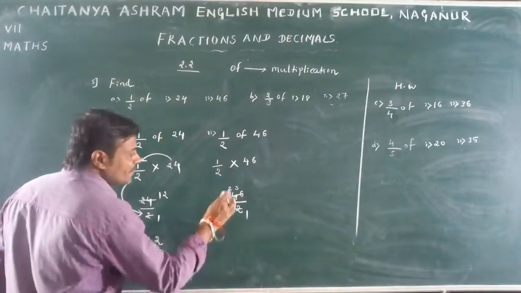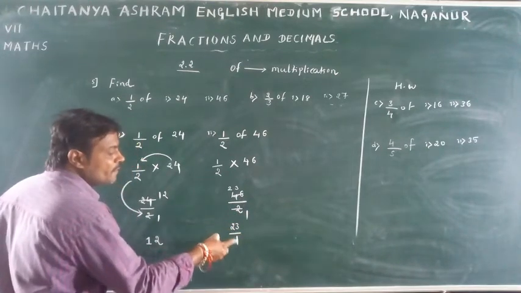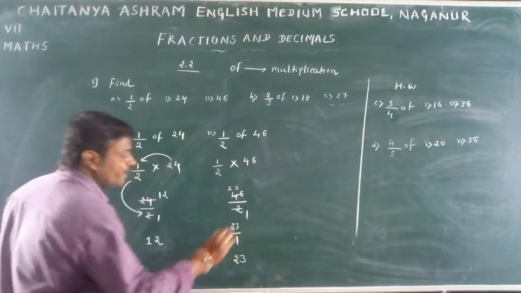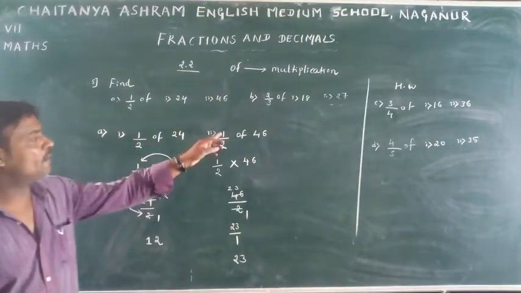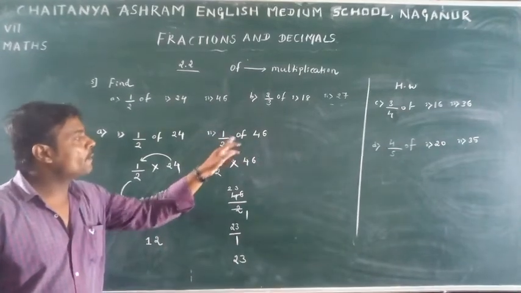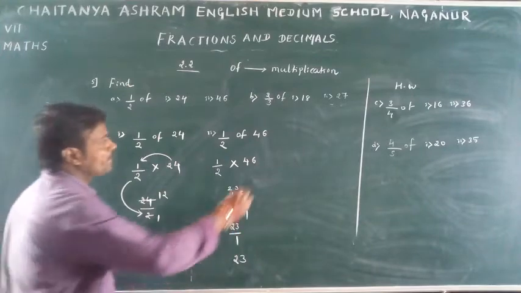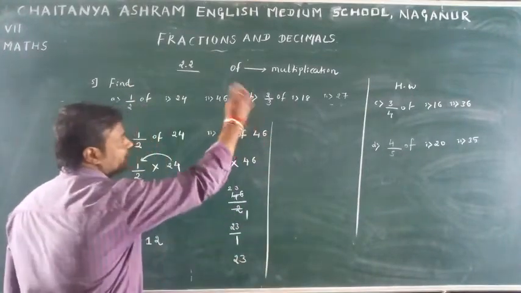So what is the answer? 23 by 1. 23 divided by 1 means 23. Okay. What is 1 by 2 of 46? 23. Or half of 46 is 23. Okay. Fine. Now take this second one.